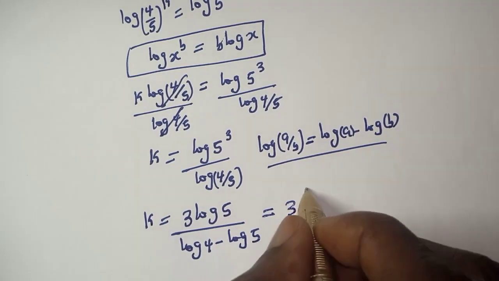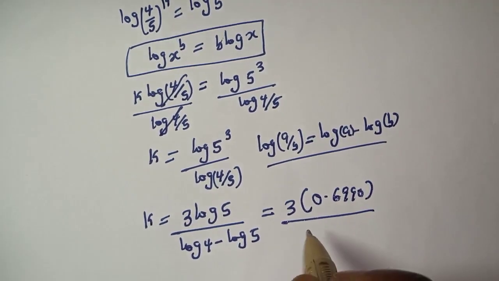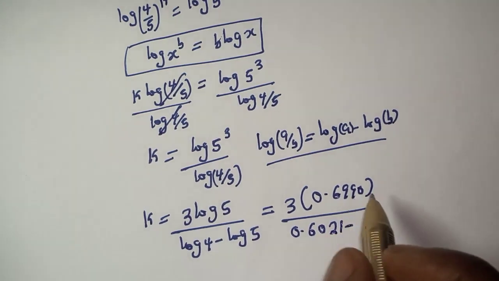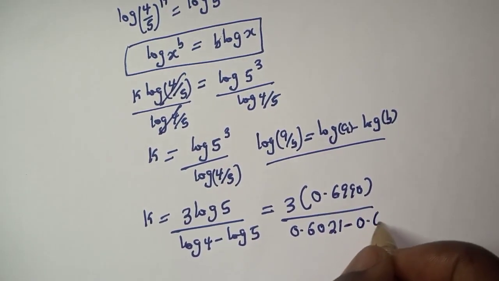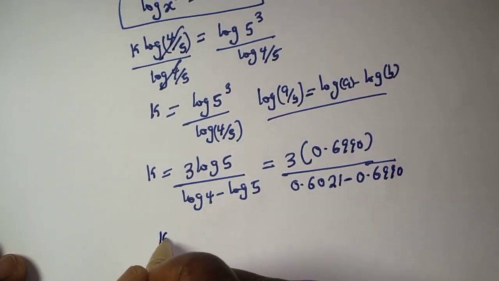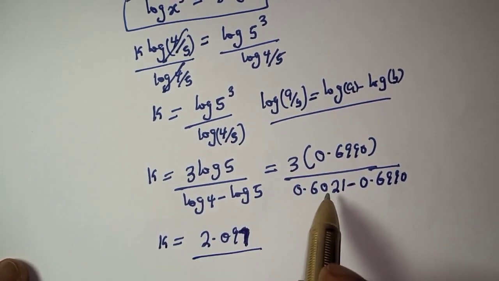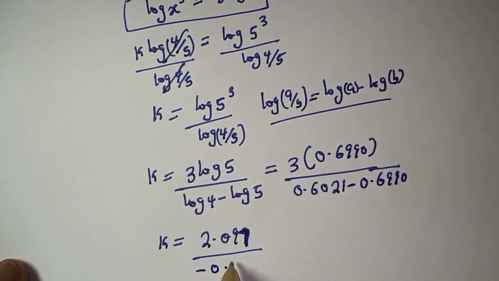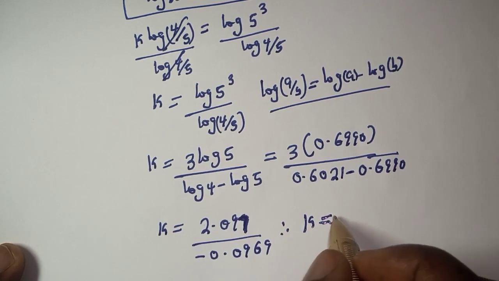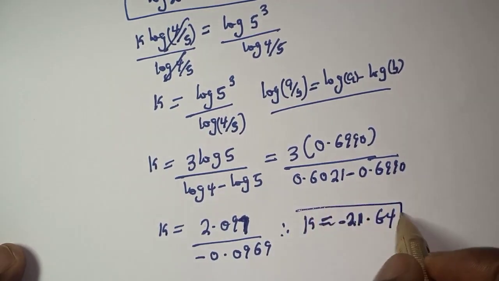Then this is equal to 3 bracket log 5 is 0.6990 over log 4 is 0.6021 minus log 5 is 0.6990. k is equal to, if you multiply this by this, we have 2.097 over, if you subtract this from this, we have minus 0.0969. Therefore, this k is approximately equal to minus 21.64. This is the final answer.